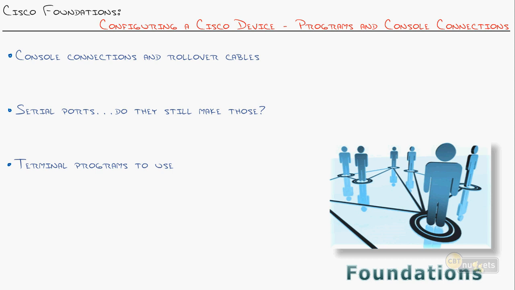Okay, so I'm standing here getting ready to start this nugget, which you can see the title. Configuring a Cisco device, programs and console connections. And I'm reading that title to myself, and as I read it, I'm like, that is so anticlimactic. Everything that this nugget represents is action, to where, yes, we're going to be looking at how we connect to our Cisco device and configure it using a console connection, using a serial rollover cable and all that.